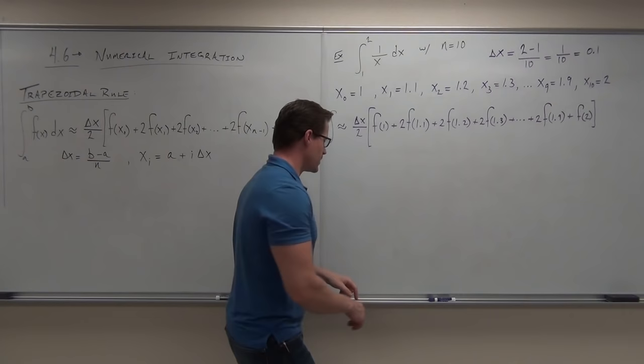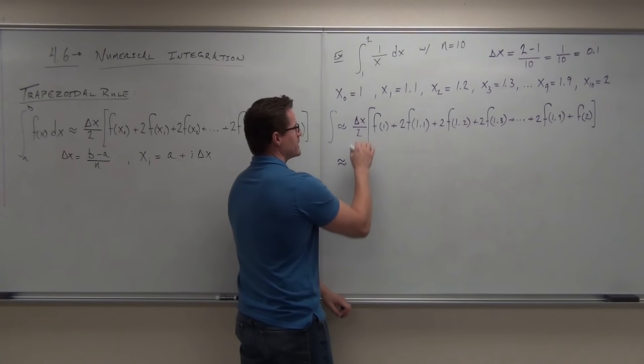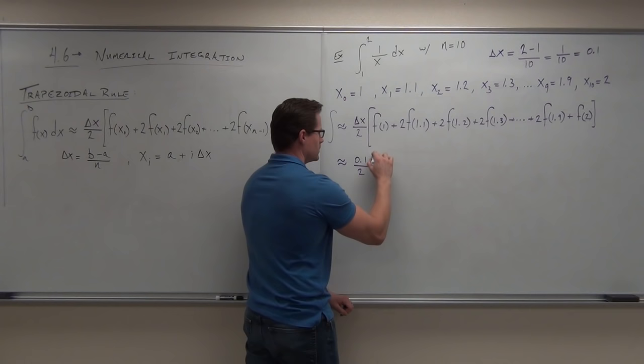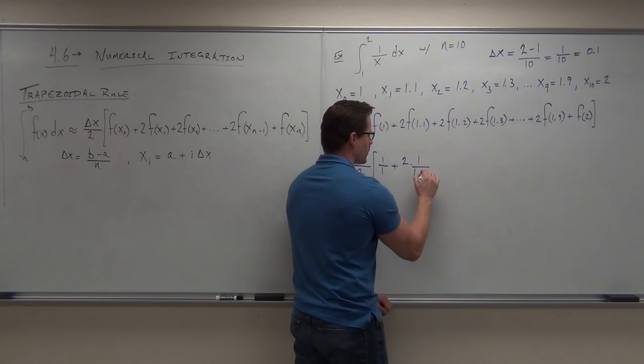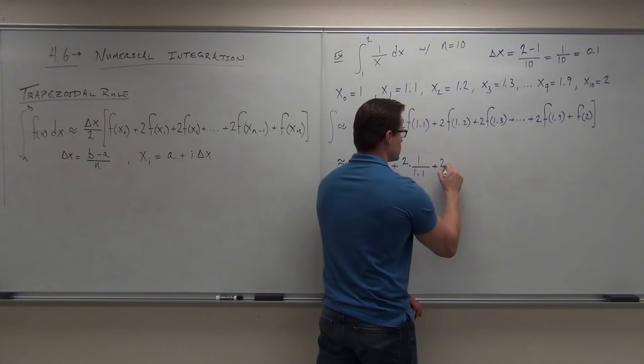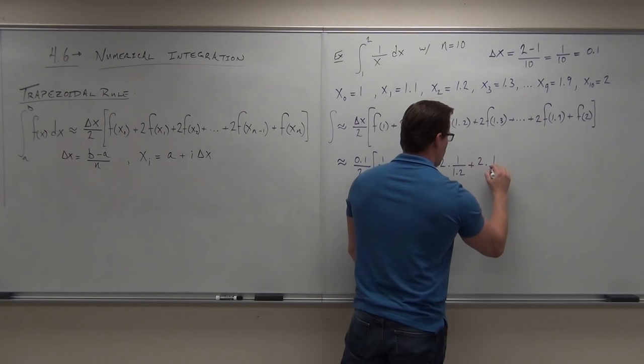So we're going to do this. We're going to start by taking our delta x. It's 0.1 divided by 2. And then we're going to have f of 1. So that's 1 over 1 plus 2 times f of 2. So check it out. It's going to be 2 times 1 over 1.1, plus 2 times 1 over 1.2, plus 2 times 1 over 1.3.